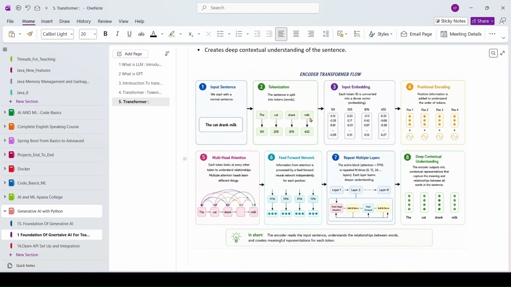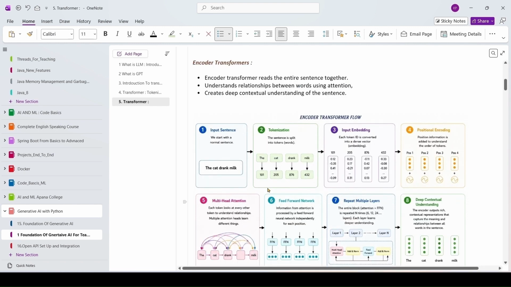Let's say the user provided the input sentence, "the cat drank milk." This sentence is broken down into words. As you can see here, "the" is one word, "cat" is one word, "drank" is one word, "milk" is one word. And for these words, numbers will be assigned. This process of converting text into numbers is what we call tokenization. Tokenization is a very important step here because these models understand numbers better than text, and also a lot of math is involved here. Because of that, tokenization is a very important prerequisite step.